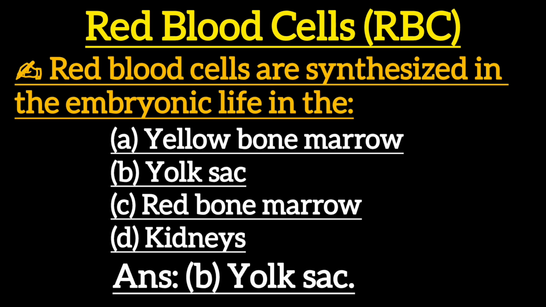Next one is red blood cells are synthesized in the embryonic life in the option A yellow bone marrow, option B yolk sac, option C red bone marrow, option D kidneys. Correct answer is option B yolk sac.